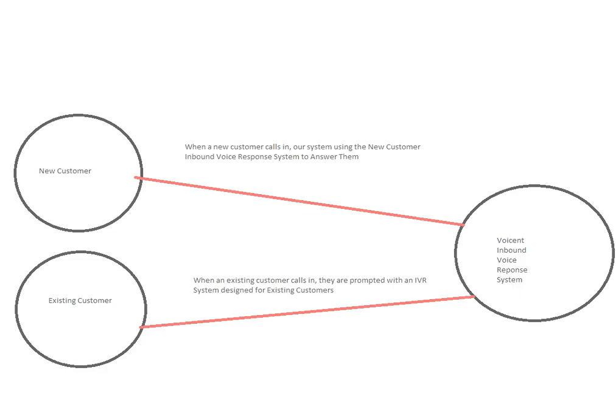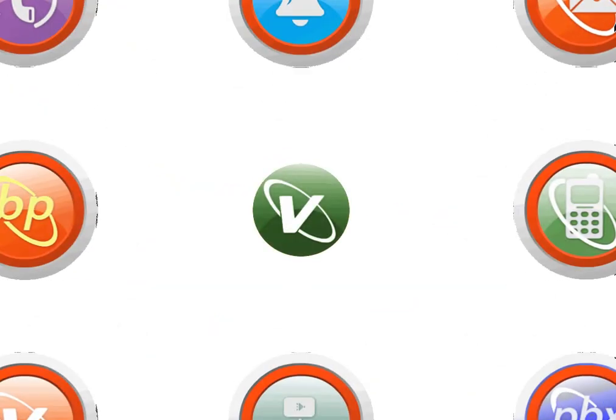The two circles on the left are a new customer and an existing customer calling in. When our system picks up, you can tell it to use two different inbound voice systems to answer the customers individually. That's it for this tutorial.